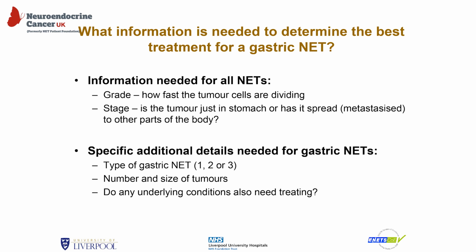However, for gastric NETs, there are also a number of specific things that we need to know. In particular, we need to establish the type of gastric NET. There are 3 types, 1, 2, and 3, and I'll explain what they are as we go through this talk. It's also crucial to know how big the tumours are in the stomach and how many there are, because this will influence what treatment we can offer. And because lots of gastric NETs are associated with underlying conditions, it's important not to forget about them, and other aspects of those conditions may also need treating, and I'll explain more about that as we go along too.